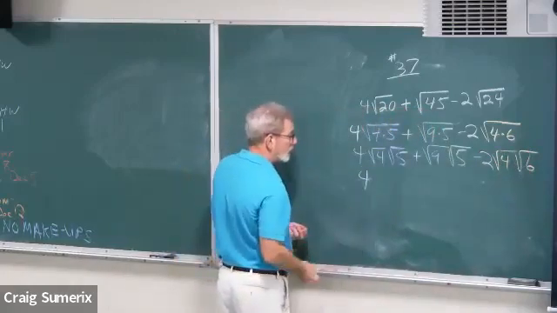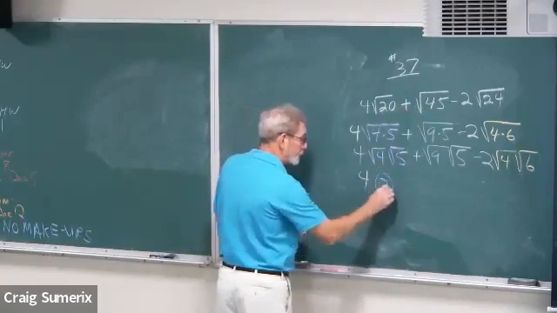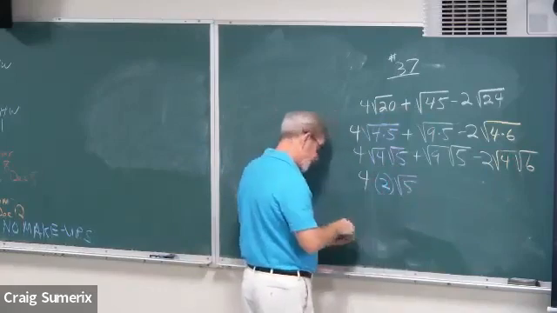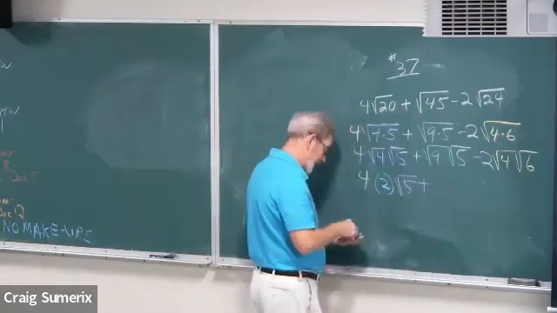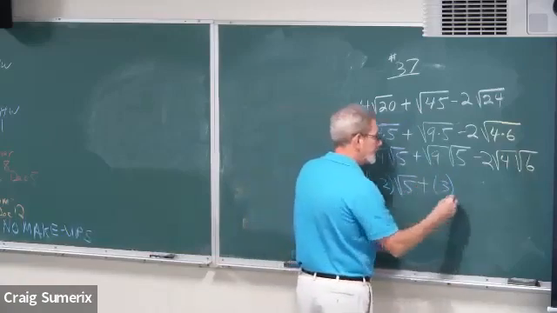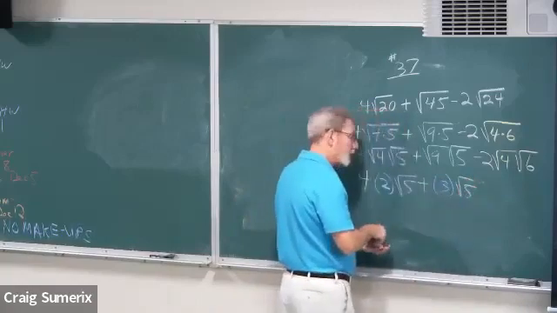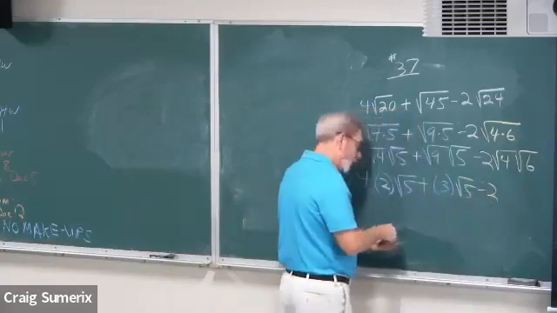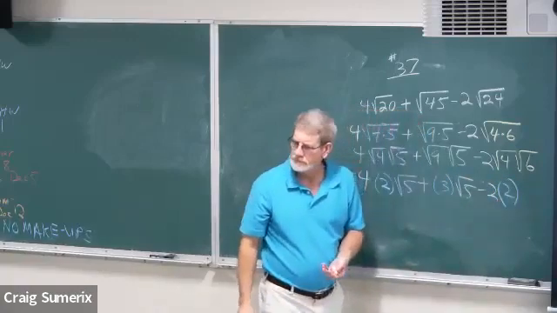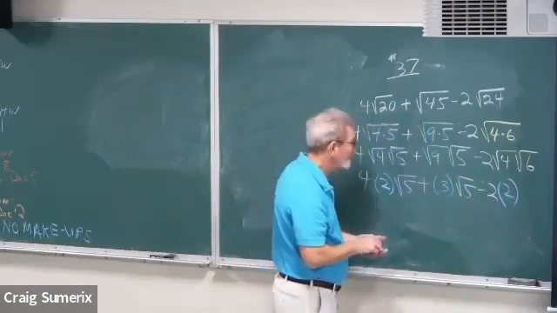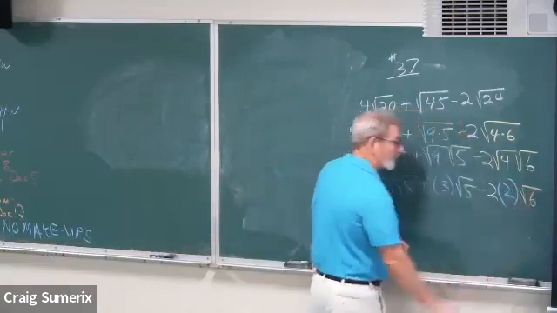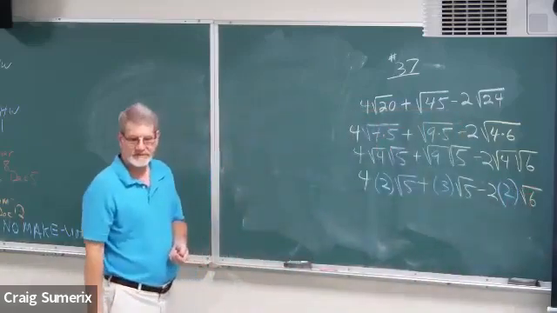Square root of 4 is 2. Square root of 5 is square root of 5. Square root of 9 is 3. Square root of 5 is square root of 5. Square root of 4 is 2. That was neat. Square root of 6 is square root of 6. It's one of those that looks like it should break down, but it doesn't.